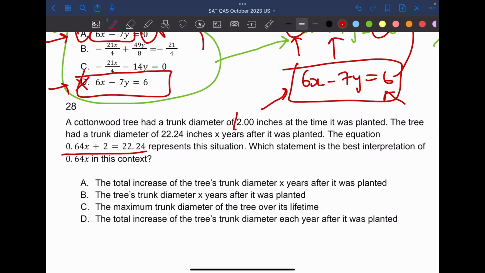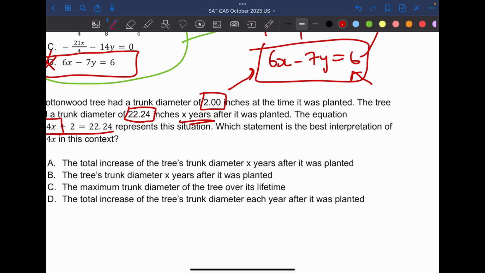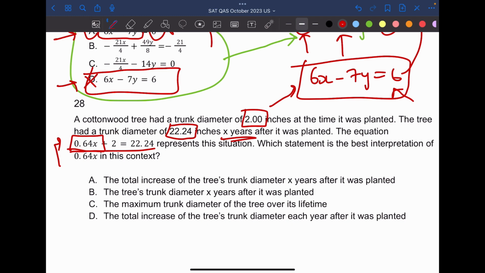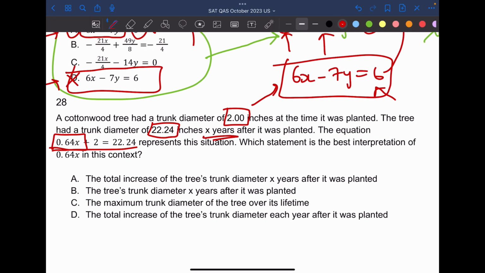We started off at 2 inches. We ended off at 22.24 inches, and we grew something in the middle for the number of x years we waited. So let's say you waited 10 years, you would multiply 0.64 times 10 to get 6.4, which means that the tree grew 6.4 inches in 10 years. So 0.64x is how much is being increased after you have waited a certain amount of time. Okay, the actual question is, what statement is the best interpretation of 0.64x in this context?